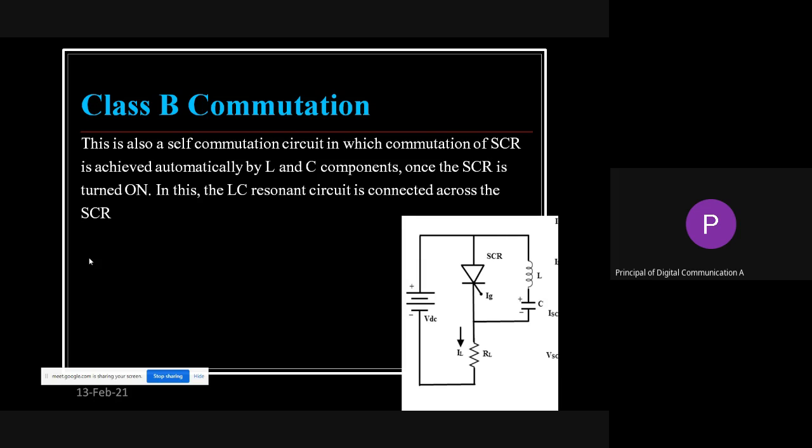Once the SCR is turned on, the LC resonant circuit is connected across the SCR, not in series. In class A, it was in series. Here it is in parallel with this SCR. So that is the only change they have made. So what is the effect of making this particular change, how does it affect the working, and how is it going to make the SCR off? For that also we have to go through the various steps.